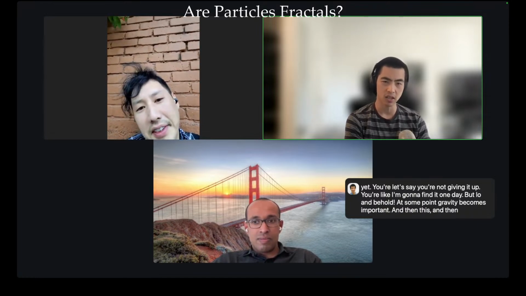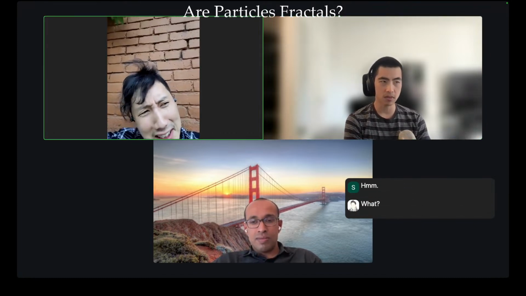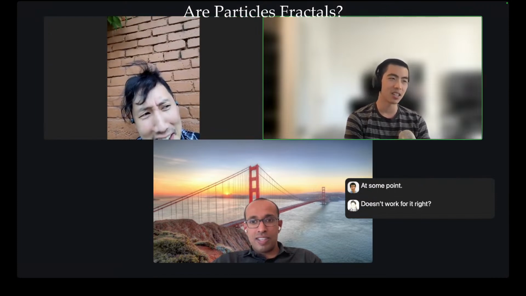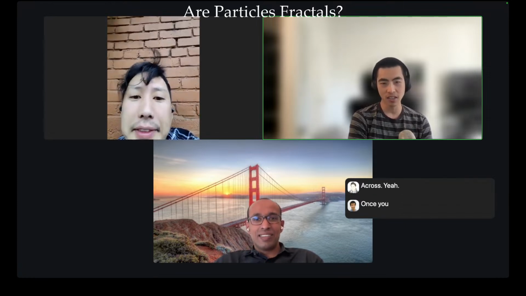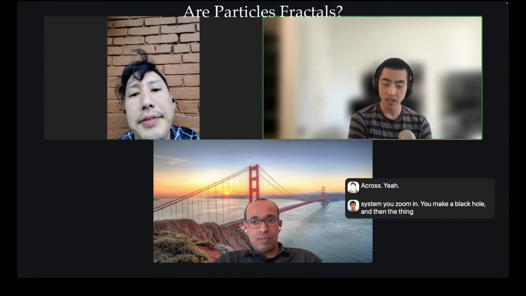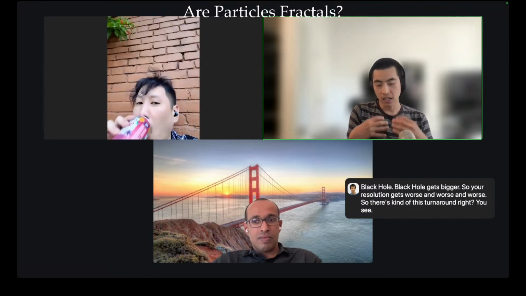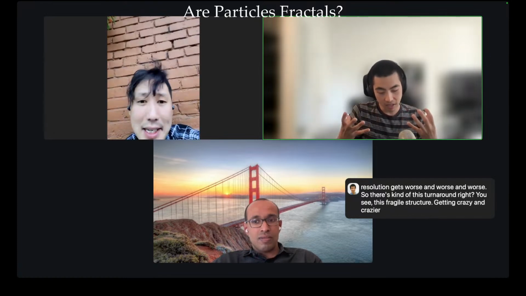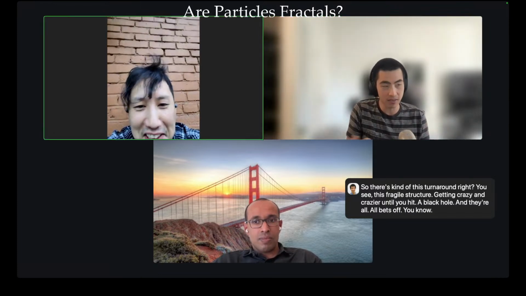and then I think this fractal structure comes to a halt. At some point, what do we call that? It's basically the black hole crush, right? Once you have enough energy sent into a system, you zoom in, you make a black hole. And the thing about a black hole is the more energy you zoom in with, the bigger the black hole gets. So your resolution gets worse and worse. There's kind of this turnaround curve, right? You see this fractal structure getting crazier and crazier until you hit a black hole, and then all bets are off. Everything just erases.